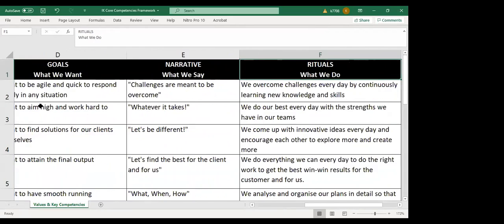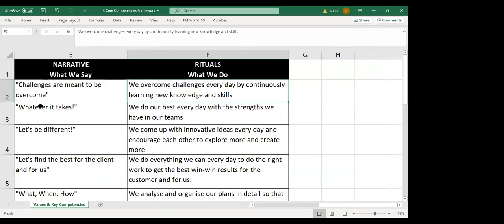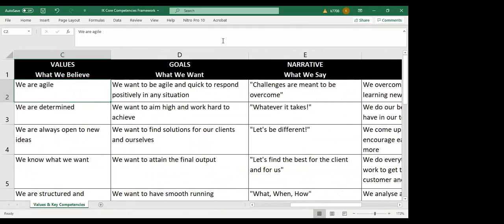Okay. And what do they do every day? You observe your staff. Do they overcome challenges every day by continuously learning new knowledge and skills? Do your people go, oh, boss, this is the first time I've experienced this problem. Let me go and do some research. So you as a supervisor at a very high level, without even needing to go into numbers, facts, data, surveys, you can see, all right, this person has narrative, has goals, has values.